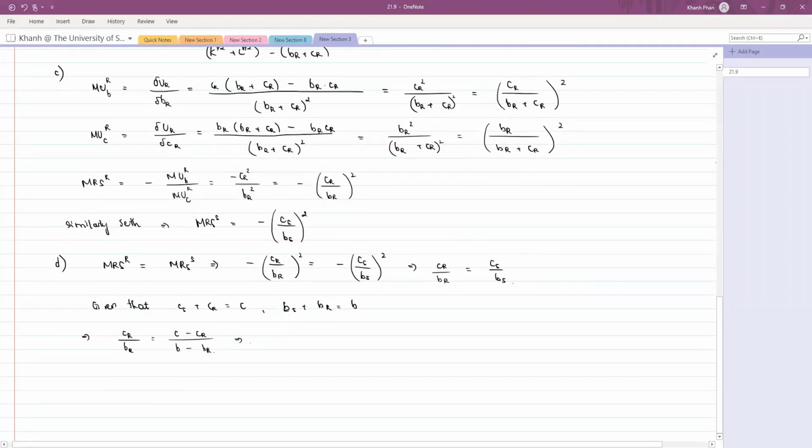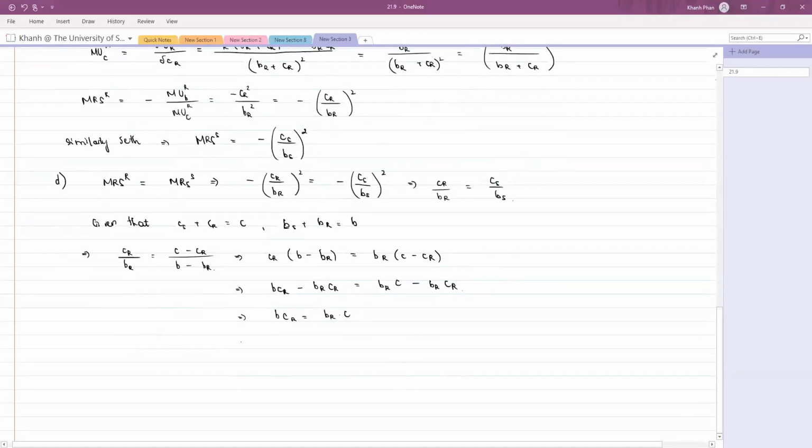So from here, if I do cross multiplication, then I get CR times B minus BR is equal to BR times C minus CR. So therefore B CR minus BR CR equal to BR C minus BR CR. Now negative BR CR, negative BR CR cancel out. So what I'm left with is B CR equal to BR C. So from here you can see that CR on BR is going to be equal to C on B.